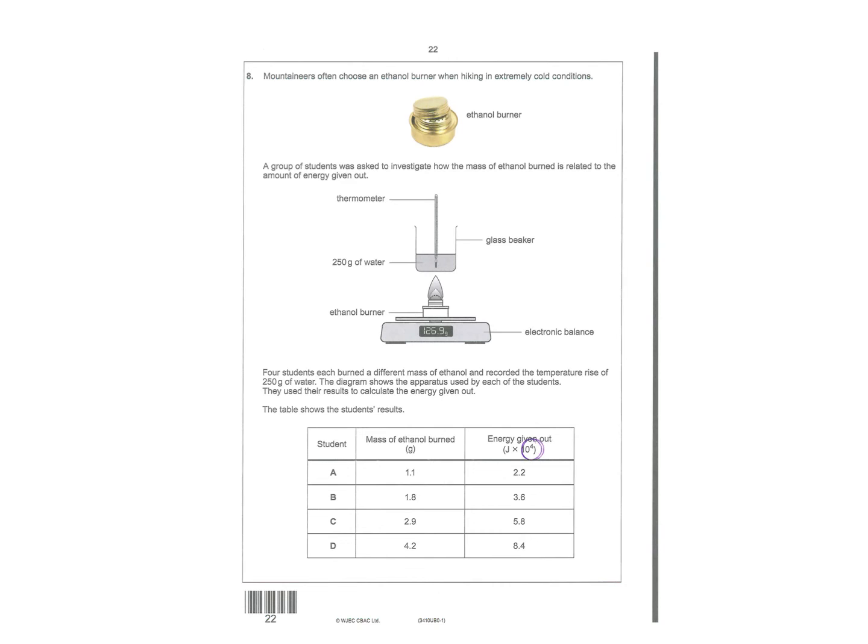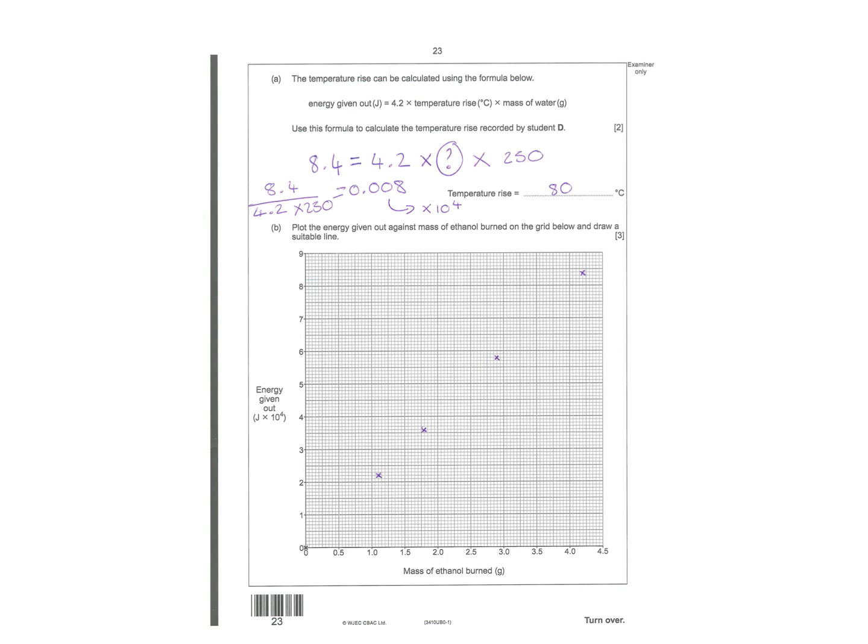Okay, so lots of information here looking at burning ethanol. They gave you the mass of ethanol and they've given you the heat given out. First thing you have to do is plot a graph, okay, that then should be a line of best fit through it, so that gives you 3 marks by here. Okay, so the temperature rise can be calculated using the formula below. Energy given out is 4 times the temperature rise times by the mass of water. Okay, the mass of water is 250, that's found on the previous page.